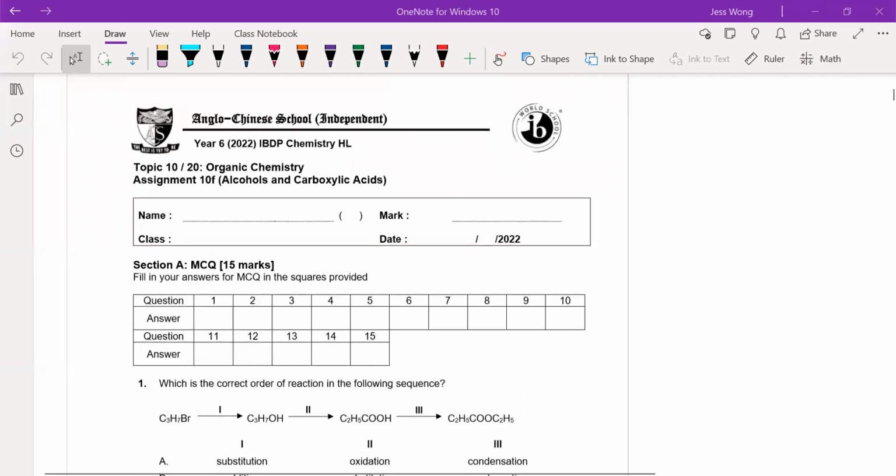Okay, so class, now we are going to go through this assignment 10F. As mentioned in class today, we will only cover the MCQ. So we will cover the MCQ of this assignment 10F only because the earlier exercise is also quite long. Okay, so let's look at our assignment 10F MCQ question.